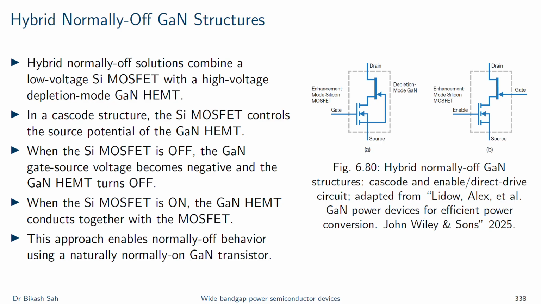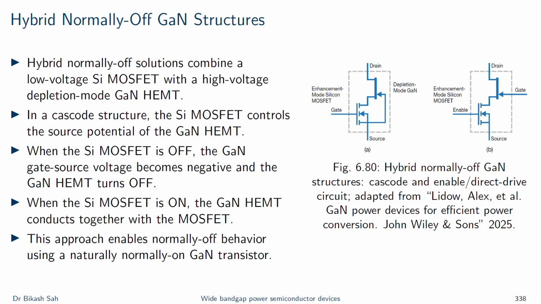In the cascode configuration, the silicon MOSFET controls the source potential of the GaN HEMT. When the silicon MOSFET is off, the source of the GaN device moves such that the GaN gate-source voltage becomes negative, turning the GaN HEMT off. When the silicon MOSFET is on, the current flows through both devices. This is what you can see in this diagram as well. The advantage is the compatibility with standard MOSFET gate drivers and normally off external behavior.